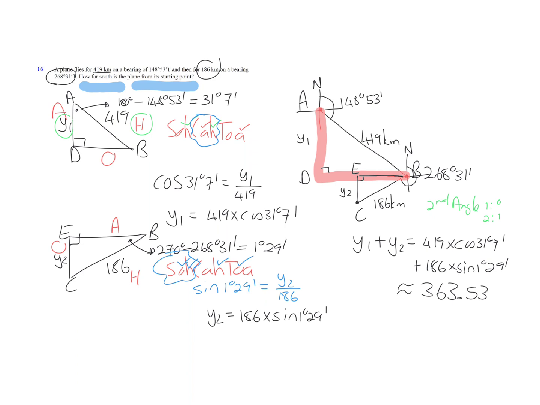And you should get 363.53. Thus, to finally answer the question, the plane is 363.53 kilometers south from its starting position.